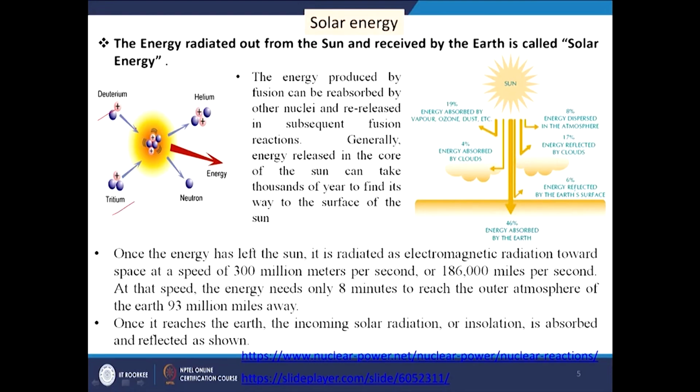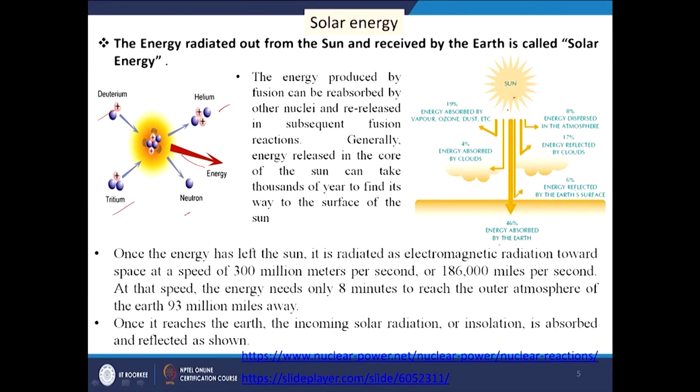We know that different types of fusion reactions are going on in the sun, and energy is released due to these fusion reactions. Here deuterium and tritium fuse, producing helium and a neutron, and energy is released. This huge amount of energy produced in the sun takes some time to come to the surface of the sun, maybe thousands of years, and then when it comes to the surface, it is radiated and comes towards the earth.